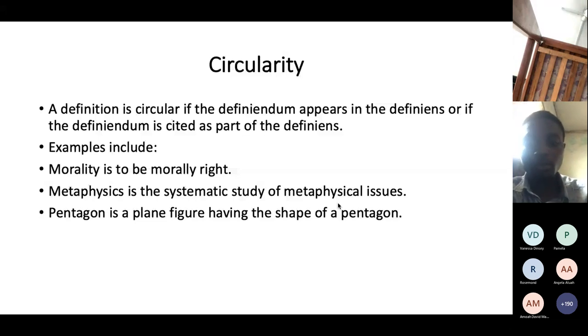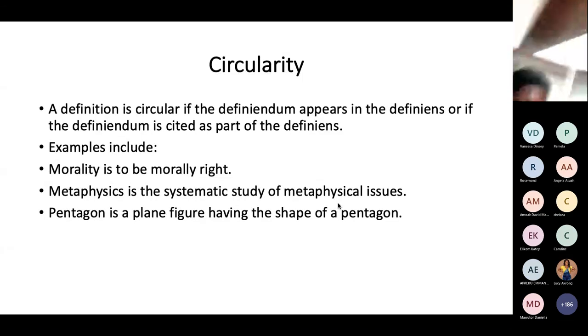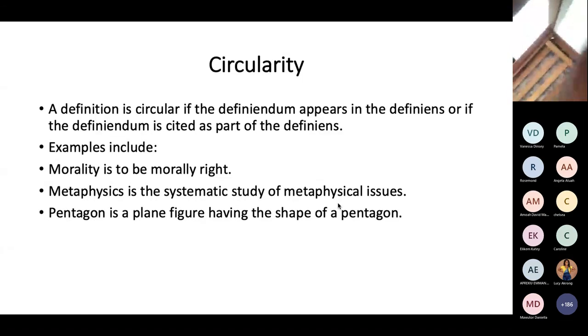Circularity. A definition is circular if the definiendum appears in the definiens, or if the definiendum is cited as part of the definiens. So to repeat the definiendum, what is to be defined, in the definiens, or in an attempt to define a definition, is circular. Repeating the definiendum in the definiens is circular.